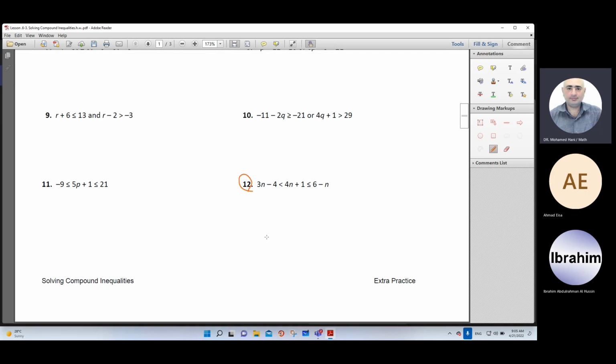The first step, we want to separate this compound into two inequalities. Then try to solve each inequality to find the solution of n. Then write the set of the solution, then graph the inequality.